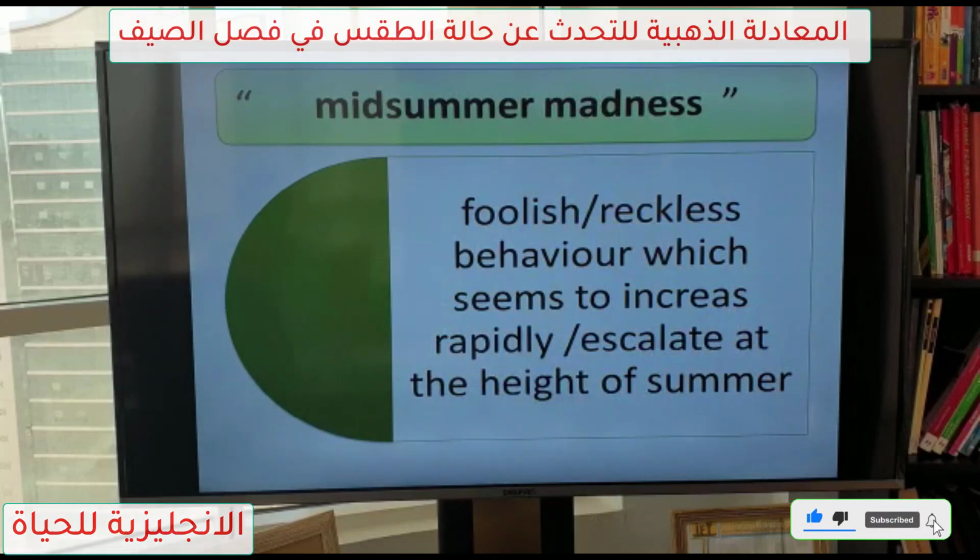Midsummer madness. It is said to describe someone who is foolish in his or her behavior, or whose behavior is not acceptable, or even whose behavior increases in rudeness or in foolishness. So midsummer madness, you can describe the foolish people who always behave in a rush of madness.